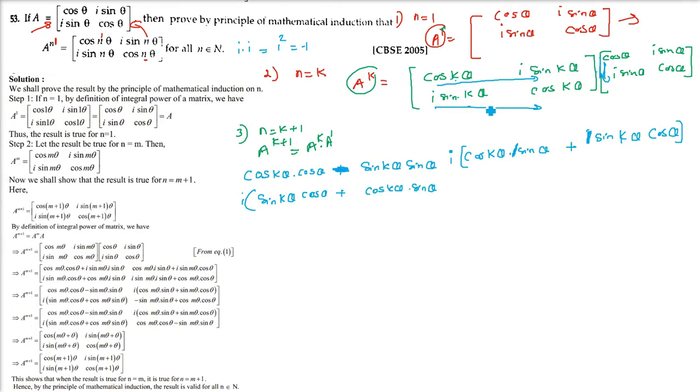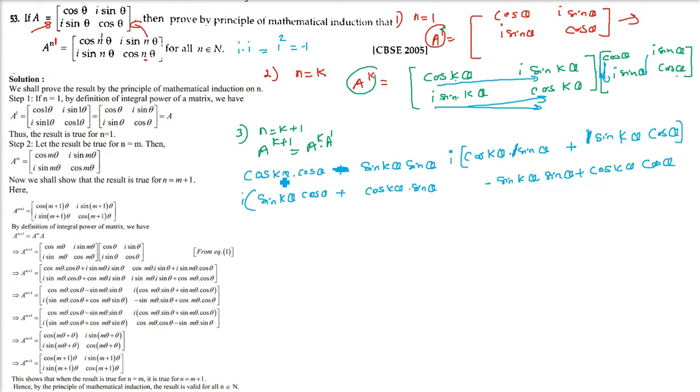The second one. Now the second row with the second column. I square will be I square, this I into sin k theta into I into sin theta. I square will be minus, so sin k theta into sin theta you can directly write. Then cos k theta and cos theta, plus cos k theta into cos theta. Right. Now you see very carefully.